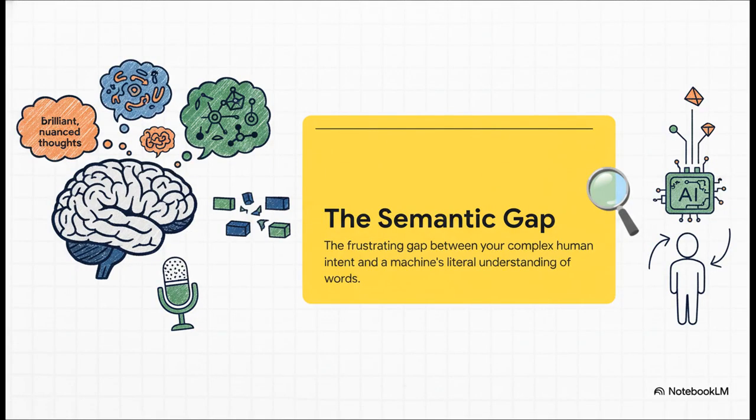And that frustration has a name. It's called the semantic gap. It's why we've always had to dumb down our brilliant, nuanced thoughts into these clunky little keywords. For decades, we've been the ones doing all the hard work, basically translating for the machine. Well, that's finally starting to change.